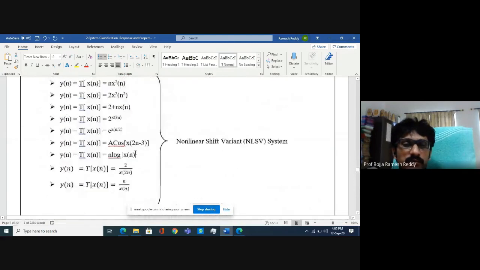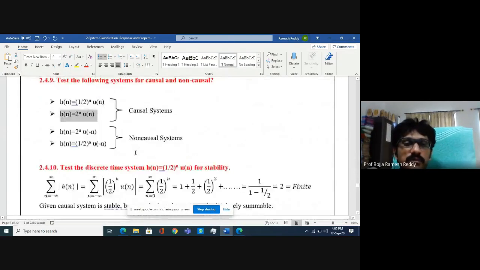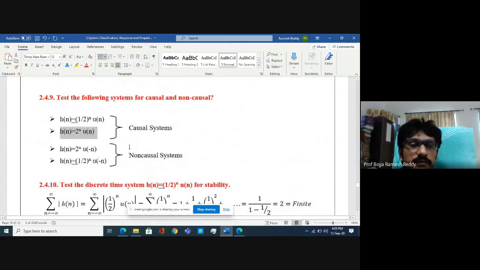Without the expression also, we can tell by using this. h of n is equal to half power n u of n. This is the impulse response. What does u of n show? u of n is the unit step signal. It is right-sided, which means the impulse response here is right-sided.